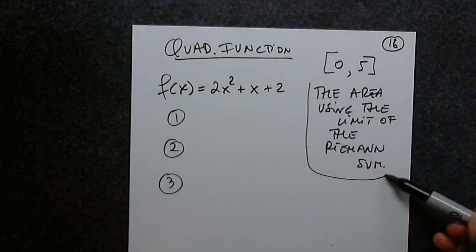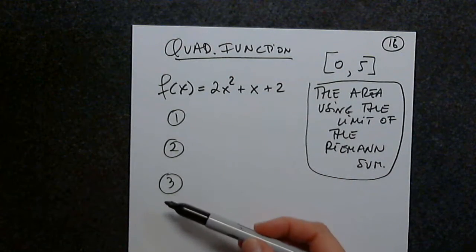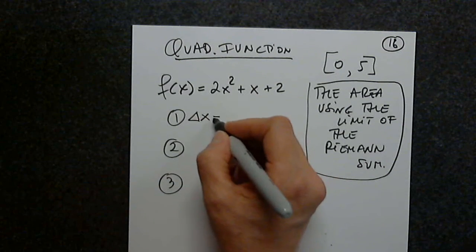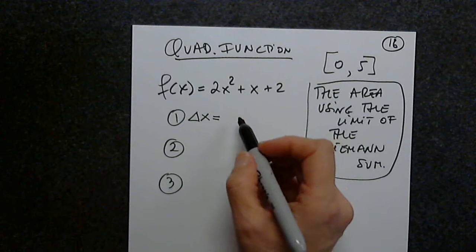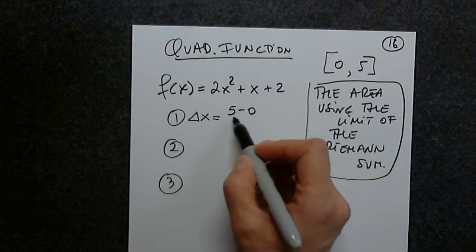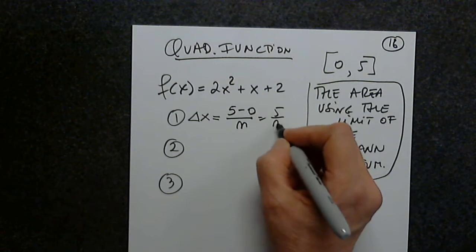Before we even discuss and write the limit of the Riemann sum, we have to go through 3 preps. First, we have to find delta x. Can anyone give us delta x? Five minus 0 over n. So this is 5 over n.